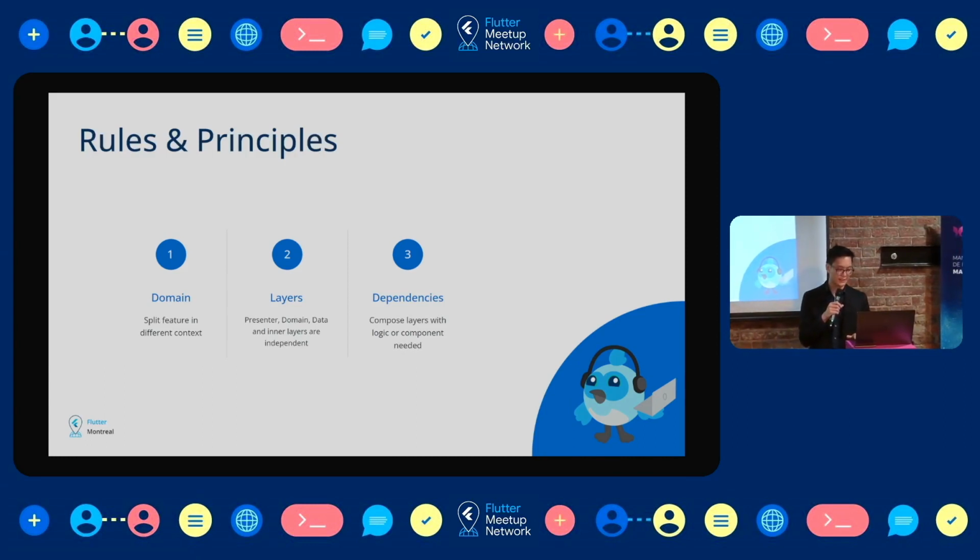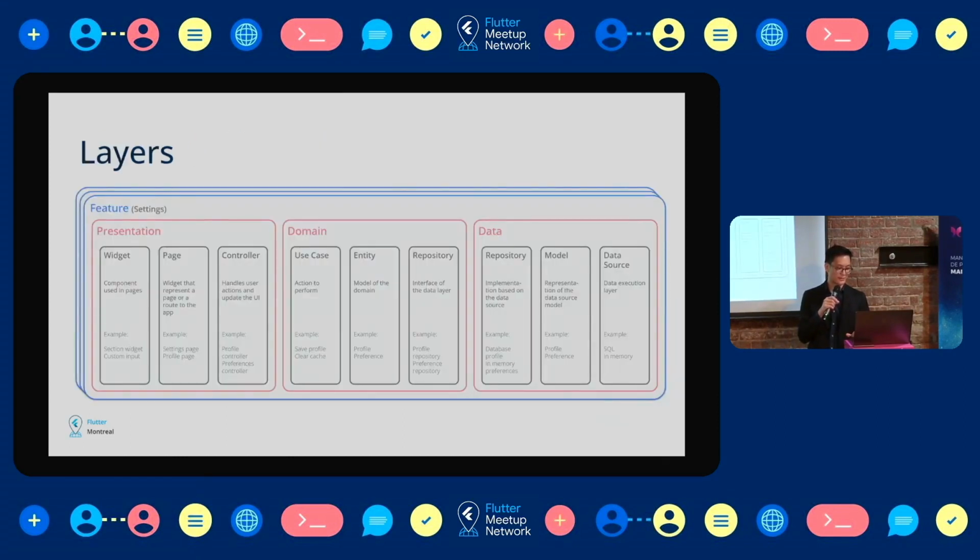And then you have dependencies. So each layer, each domain will have dependencies between them. So you have to make sure to compose the layers with the right logic or the right component or needs. So just a big picture of what I'm going to show. If I only put this, it's too confusing. So I'm just going to talk very fast.